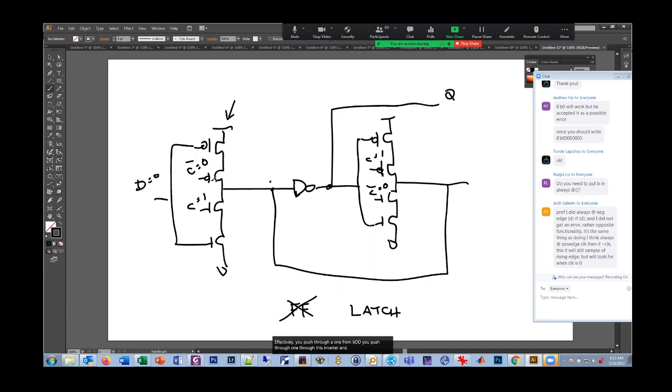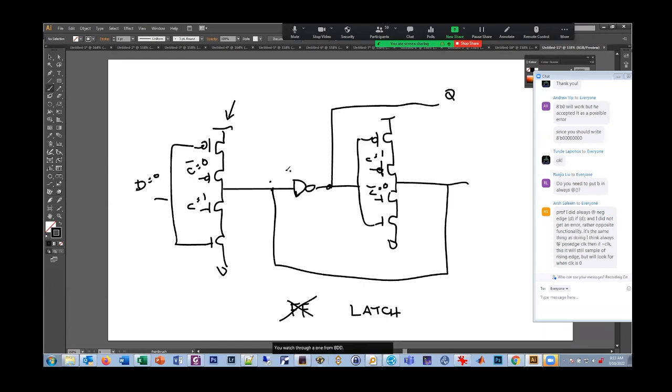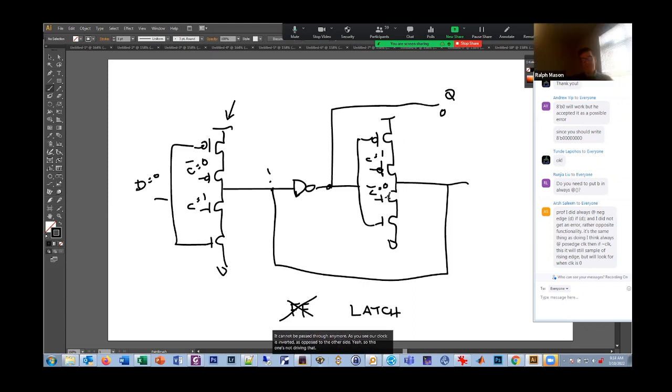And at this point, what's going on right now? Do you want D to be 0 or 1? You want your D to be 0 because when D is 0, your PMOSs are on, and your C bar equals 0. So your PMOSs are on. You latch through a 1 from VDD. That 1 is then inverted to the Q output, and then it cannot be passed through anymore, as you see our clock is inverted as opposed to the other side. So this one's not driving anything.